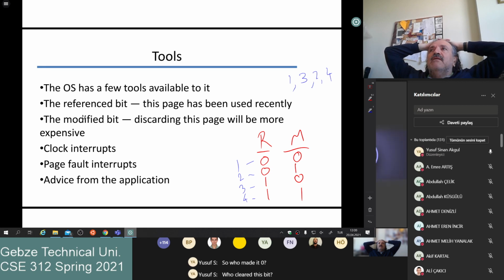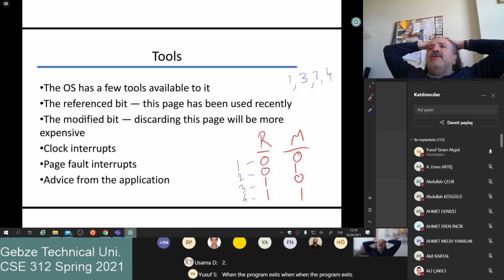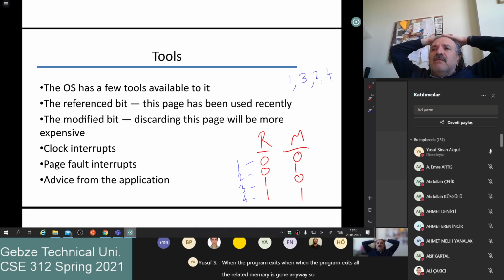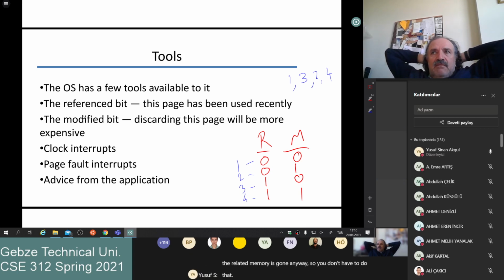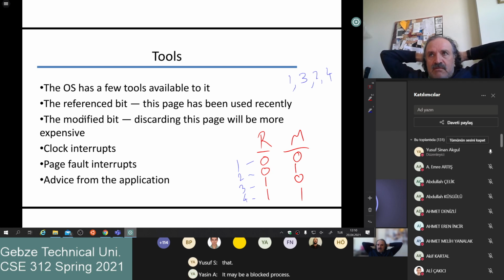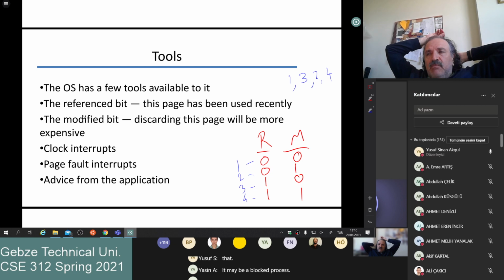When the program exits, the hardware signals. Well, when the program exits, all the related memory is gone anyway, so you don't have to do that. It may be a blocked process. A blocked process doesn't have privilege to access the TLB.